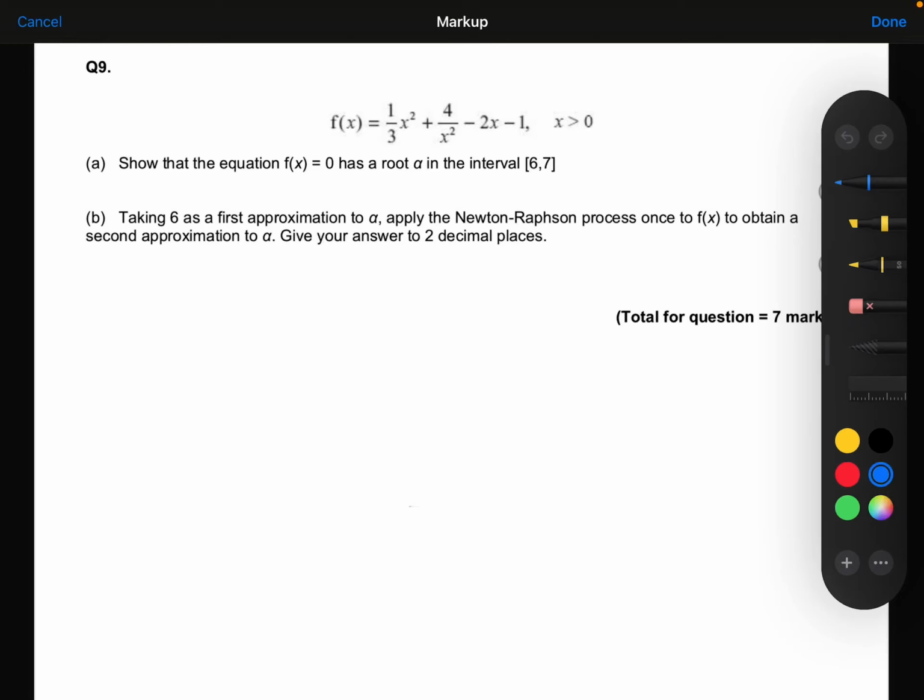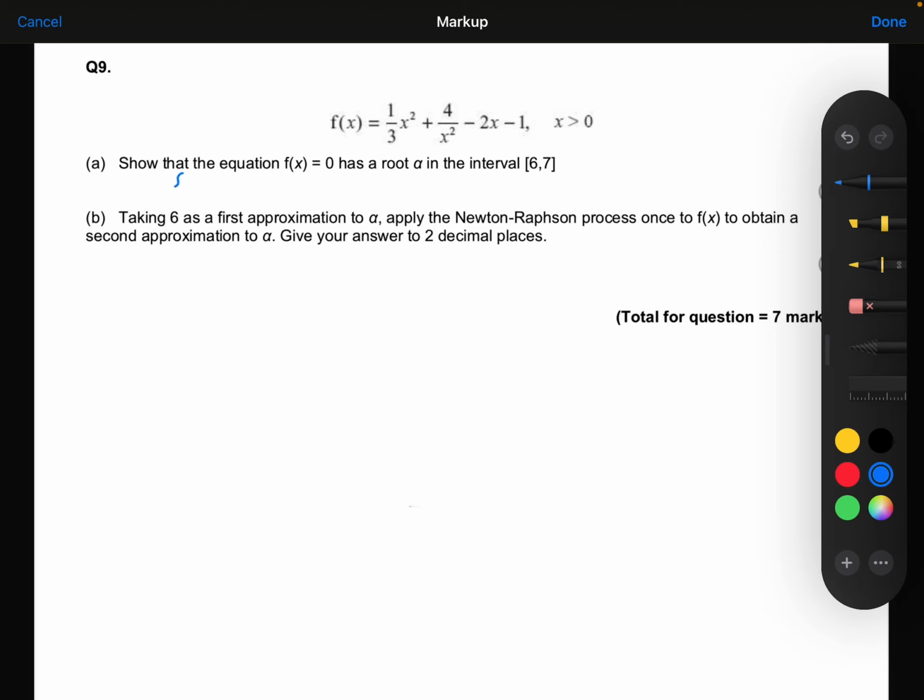f of x is equal to 1/3 x squared plus 4 over x squared minus 2x minus 1, where x is greater than 0. Part A, show that the equation f of x equals 0 has a root alpha in the interval between 6 and 7.